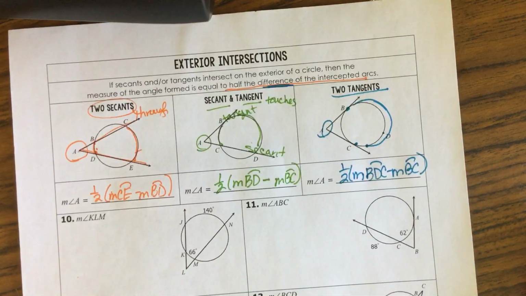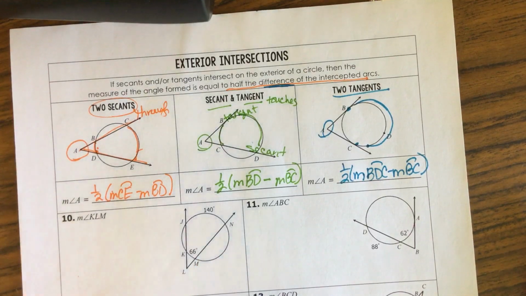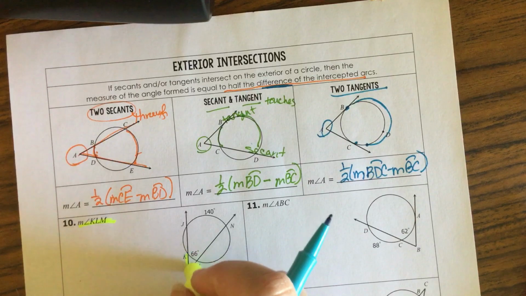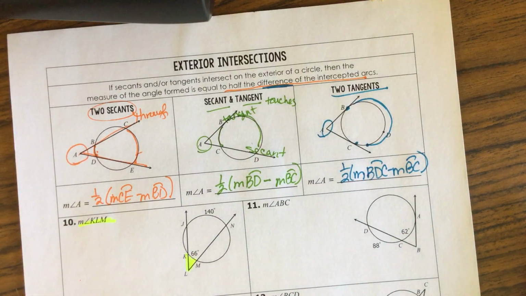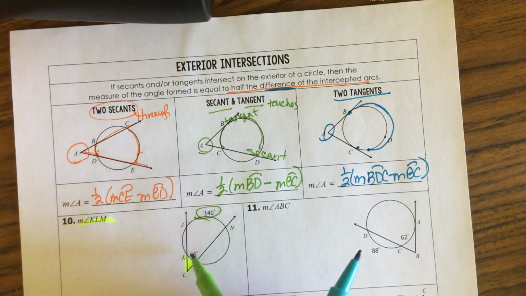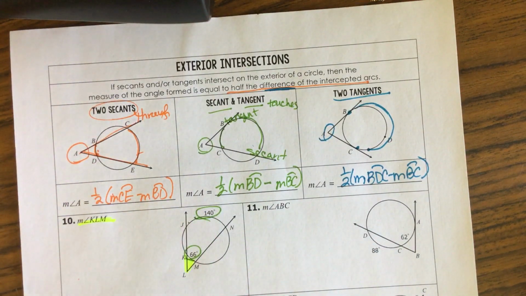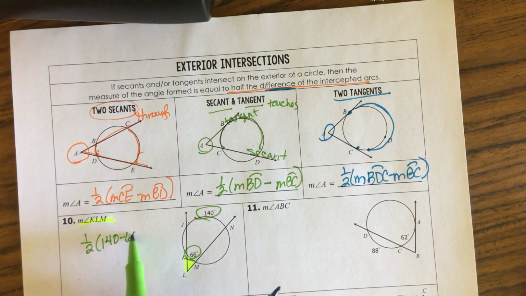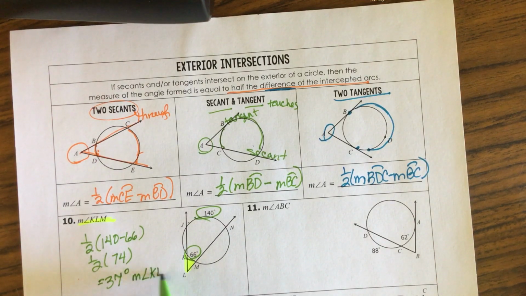Okay, so again, be sure you know what you're looking for. If I want KLM, I'm looking for that right there. So my intercepted arcs are going to be these two. So I want to have 1/2 of the big one minus the small one, which is 1/2 of 74, which gives you 37. That's the measure of KLM.